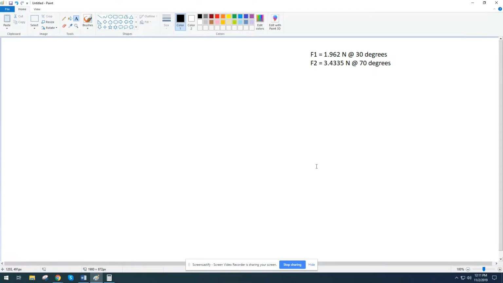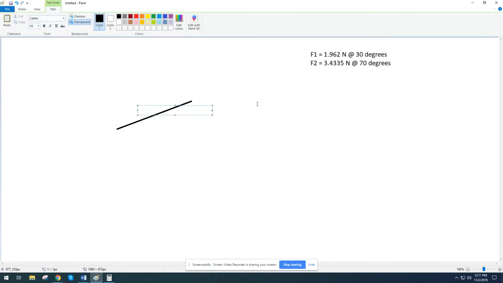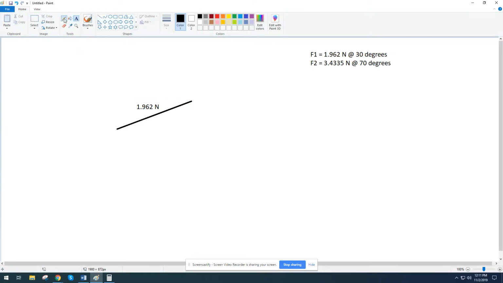And we want to find the equilibrium force, right? To understand how we're doing this by component method, force 1, if we drew this to scale or a quick sketch of it, looks maybe something like that, right? Where the magnitude of this is 1.962 newtons. And the direction from the horizontal, this angle right here, is 30 degrees, right?